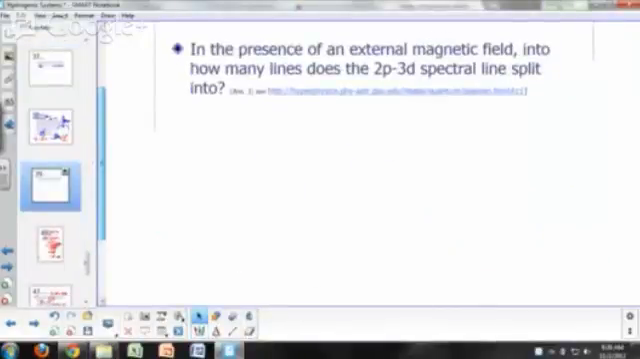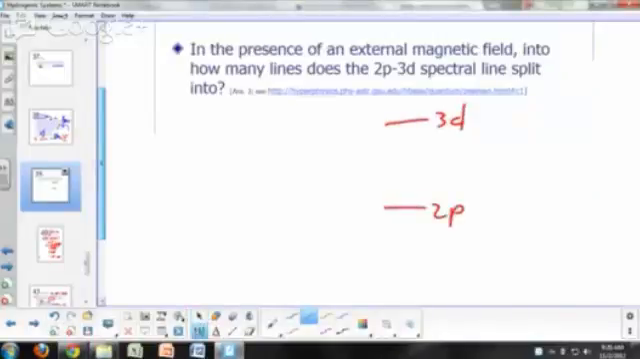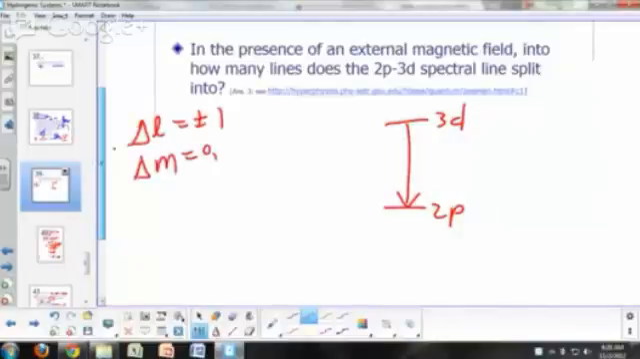In the presence of an external magnetic field, into how many lines does the 2p to 3d spectral line split? So if you remember, transition from the 3d orbital to the 2p orbital is allowed. Delta L equals plus 1 there. So if you remember your selection rule, delta L is plus or minus 1, and delta M is 0 or plus or minus 1.